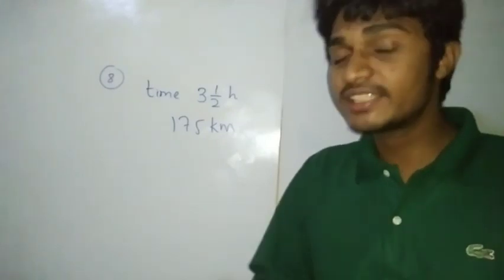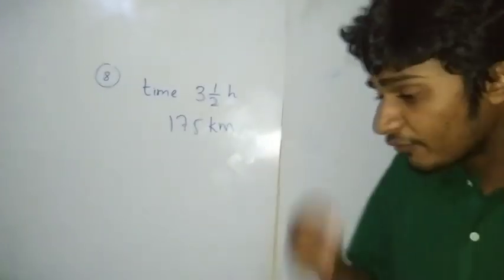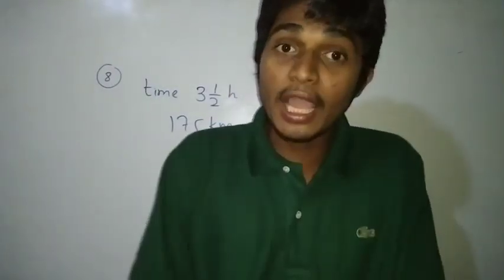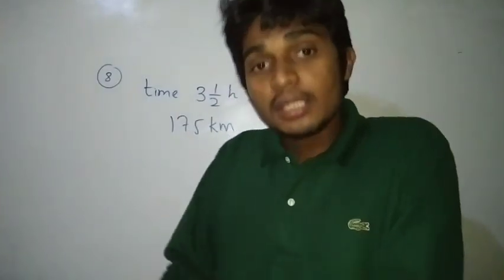So now the question is, what is the average speed of this motor vehicle? If you want to find the average velocity or average speed, this is the way you calculate it: total distance divided by total time taken, right?